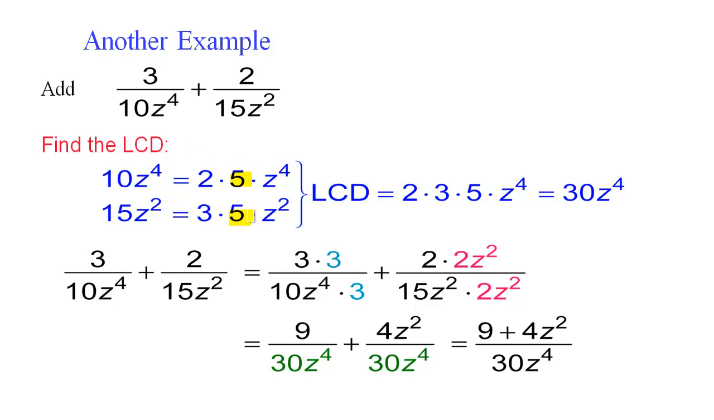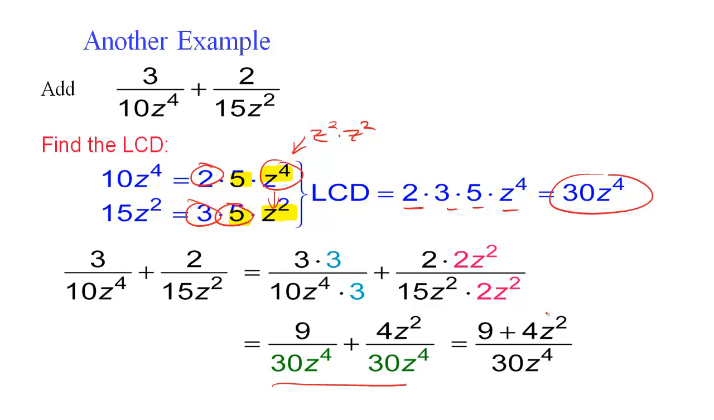Here's another example. If we take those numbers, factor them out, we can see what they have in common, right? They both have a 5. They both have a z squared. This one just has 2 more in it, right? That has z squared times z squared. So we're going to need the 2, we're going to need the 3, we're going to need a 5. And if we take a z to the 4th, it has that in it. So that's what we take: a 2, a 3, a 5, a z to the 4th, and that's what we need right there. Now you just have to figure out, what do I have to multiply each piece to get it there? Well, to get a 30, I just need a 3 on this one, I need a 2z squared on that one. Finally, common denominator, add everything together, you're good to go.